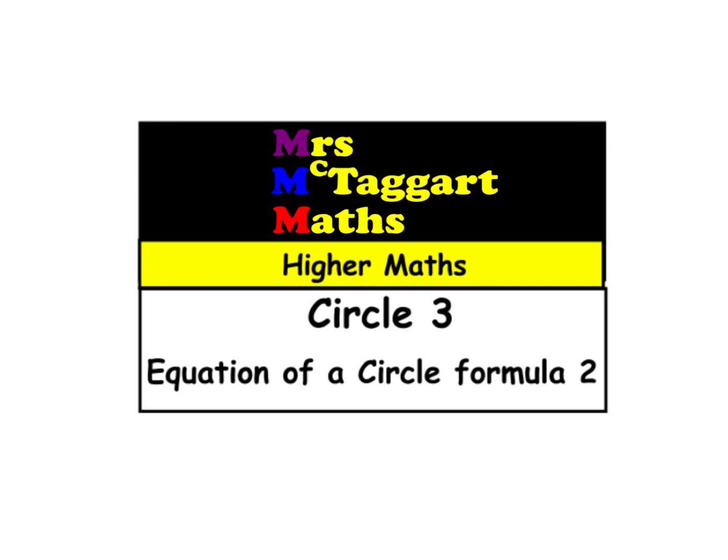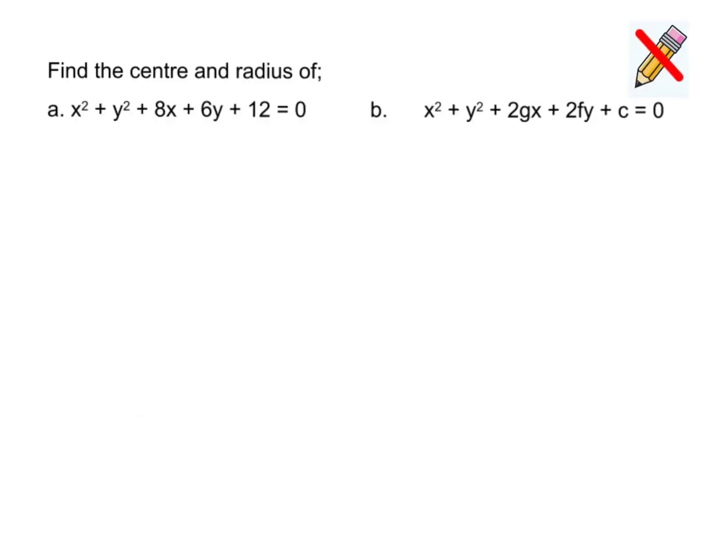In this one we're looking at the second equation of a circle, which is sometimes called the general equation, and it's basically like equation 1 but all multiplied out. It's a wee bit messier looking. The good news is it's always given to you in the formula sheet.